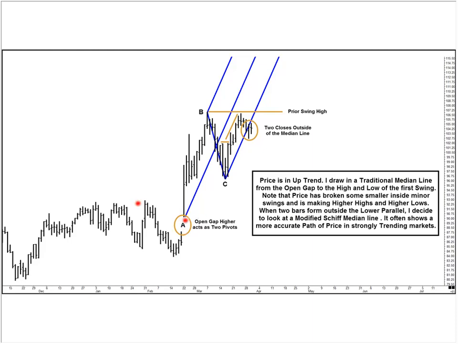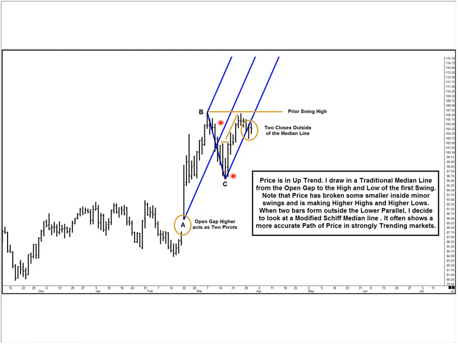because this is where price began its run higher and took out all the highs on this wide range bar right here. I'm going to use the bottom of this wide range bar, which is the high of this gap, as my A pivot. Then I'm going to use the first swing available, which is from this B to this C. I'm going to grab the extremes from this first swing, mark them as B, C.